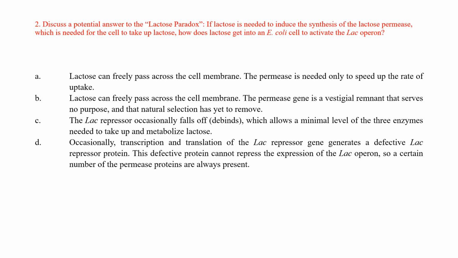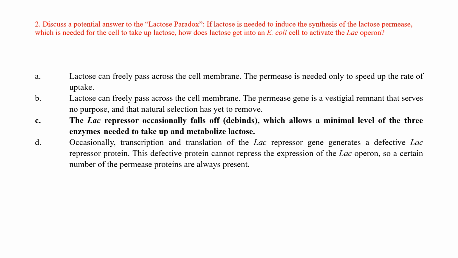C, the lac repressor occasionally falls off or debinds, which allows a minimal level of 3 enzymes needed to take up and metabolize lactose. Or D, occasionally, transcription and translation of the lac repressor gene generates a defective lac repressor protein. This defective protein cannot repress the expression of the lac operon, so a certain number of permease proteins are always present. The most likely answer is C.